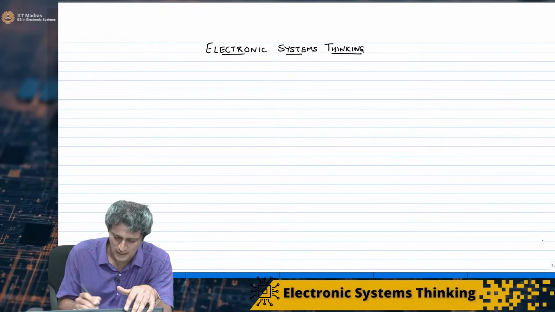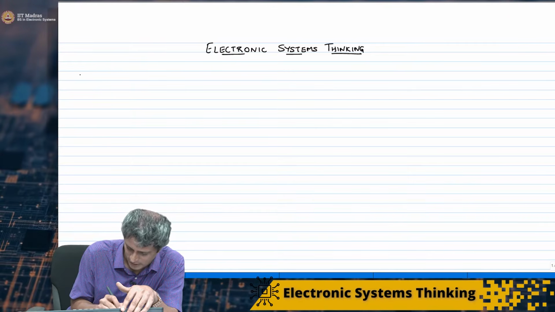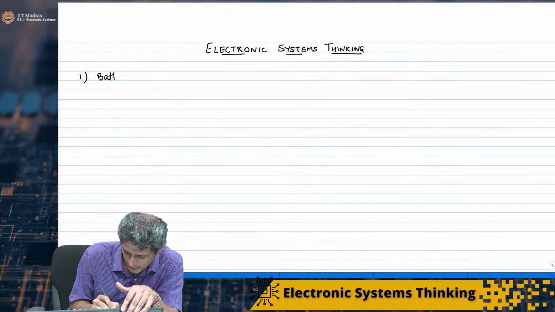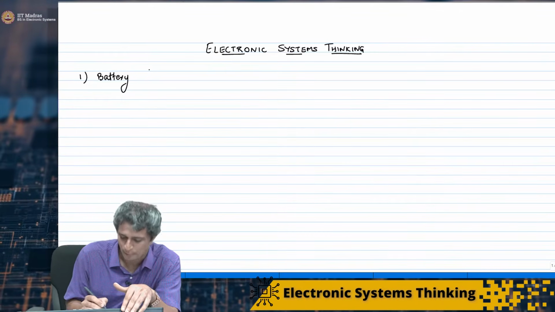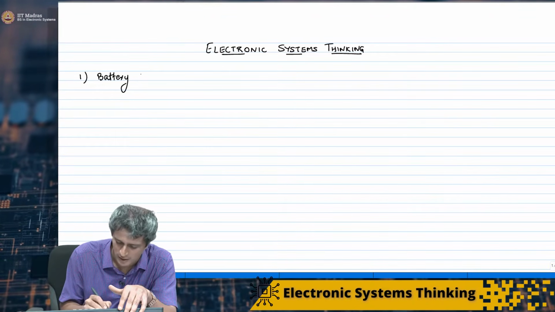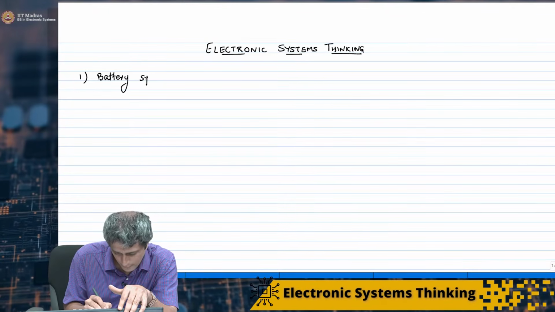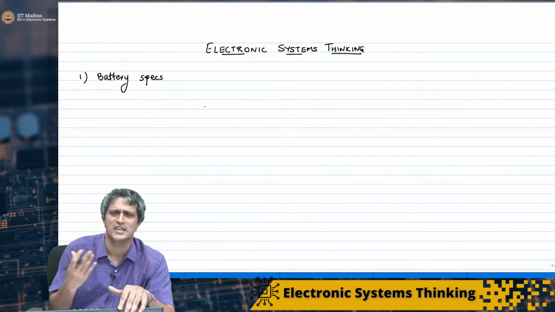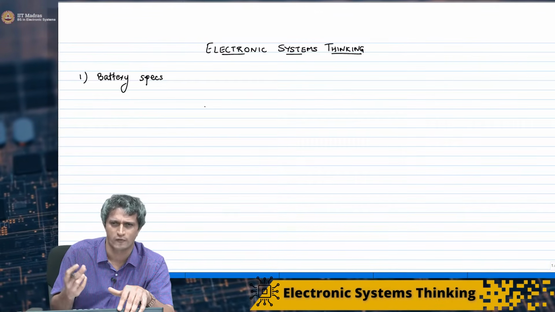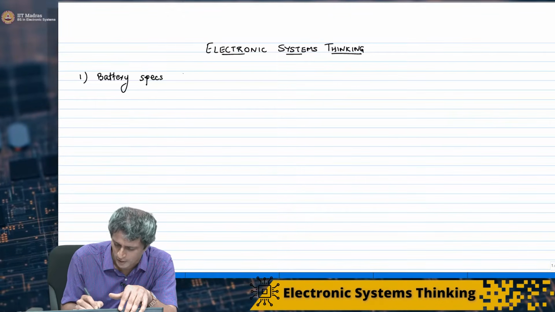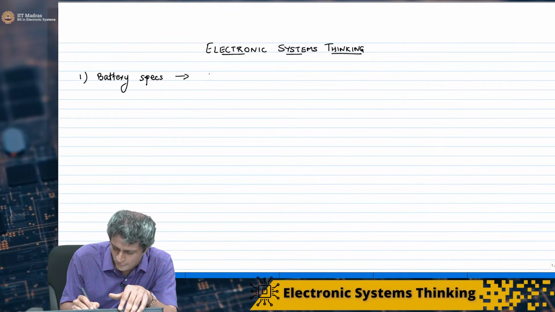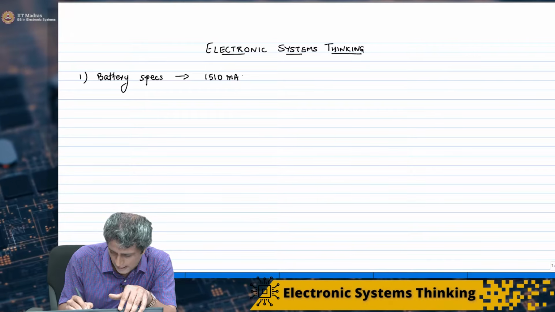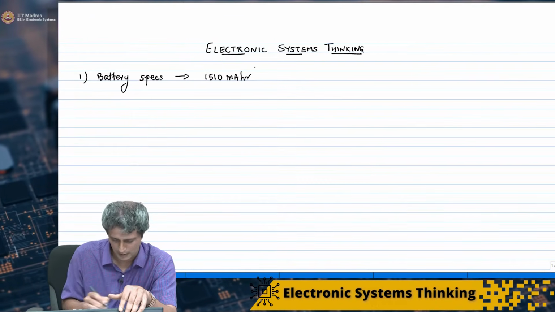Before I start, let me just list the experiments that we did. The first thing we did was we studied a battery. We studied the battery specifications of various batteries, of an iPhone, of a smaller phone, and so on. And just to remind you, it was 1510 milliamp hour.